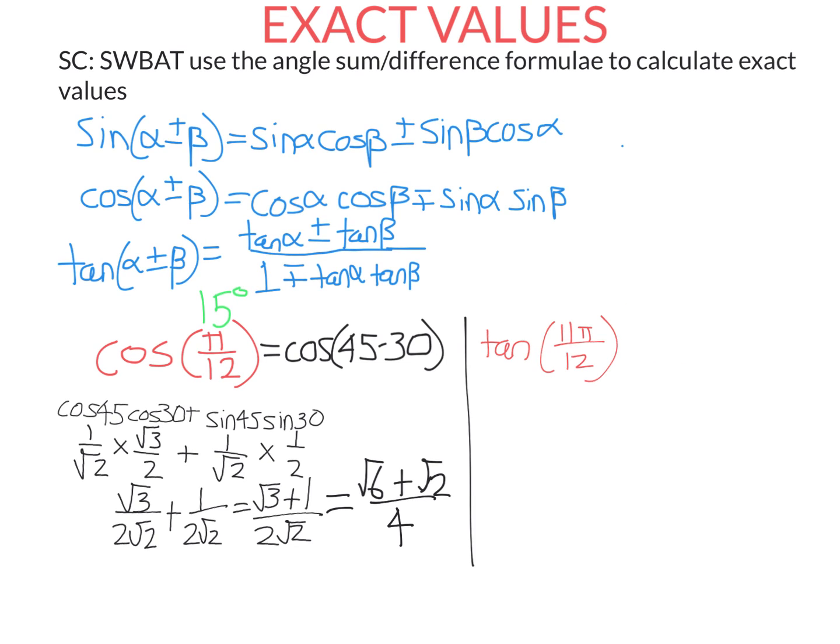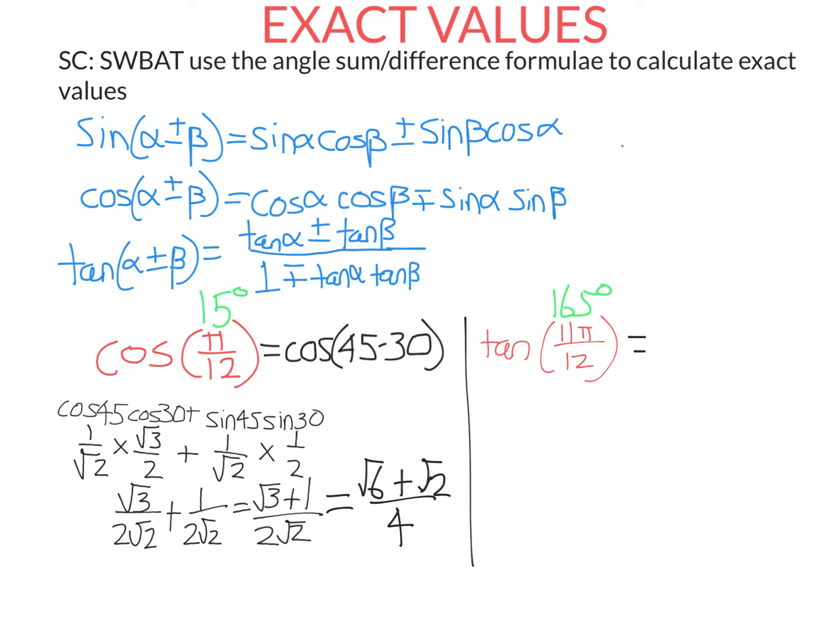So let's look now at tan of 11 pi on 12. That's in radians. Once again, I can change to degrees if I wish: 165 degrees. Now this angle is in the second quadrant. We know that tan is negative in the second quadrant, so I should get a negative answer here.